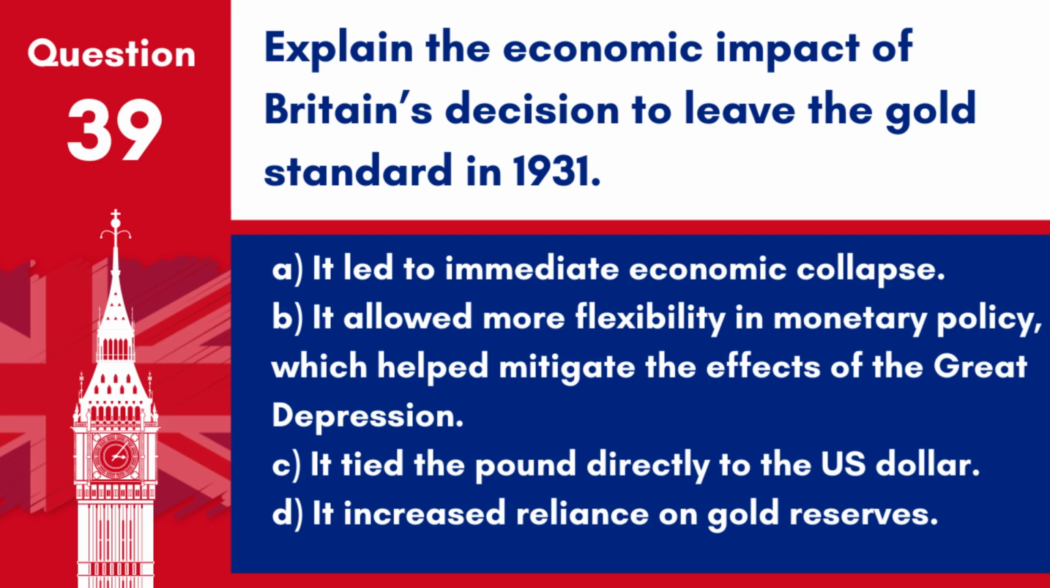Question 39. Explain the economic impact of Britain's decision to leave the gold standard in 1931. A. It led to immediate economic collapse. B. It allowed more flexibility in monetary policy, which helped mitigate the effects of the Great Depression. C. It tied the pound directly to the US dollar. D. It increased reliance on gold reserves.